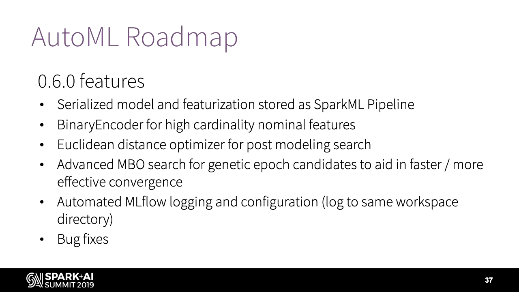So in the 0.6 release, they're targeting to have serialized model and featurization stored, so being able to use the whole Spark ML pipeline in AutoML. They've added a binary encoder and Euclidean distance optimizer for post-modeling search, so adjusting the way that they're searching for hyperparameters. Advanced MBO search for the genetic algorithm that AutoML uses, as well as automated MLflow logging and configuration.